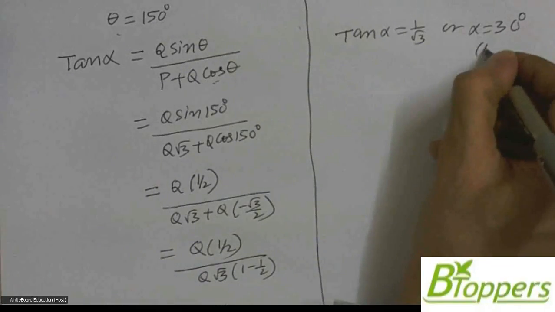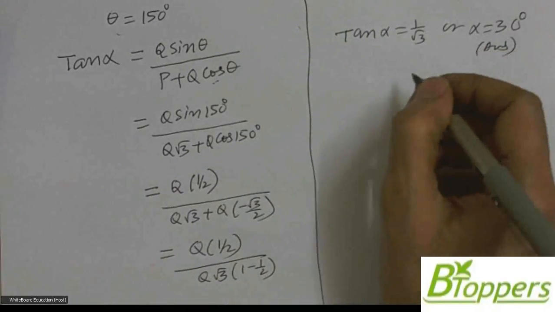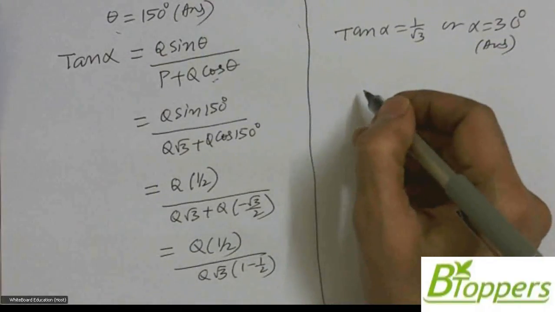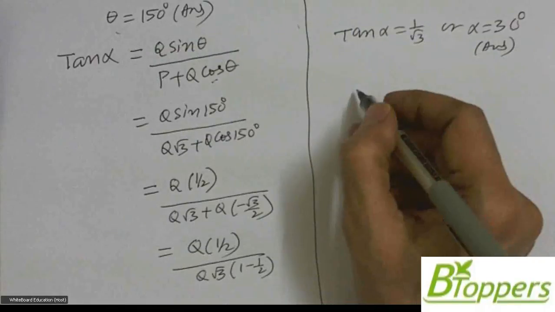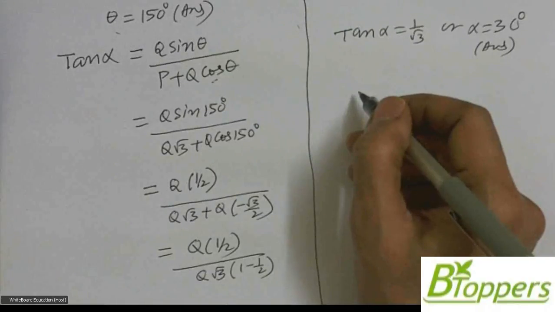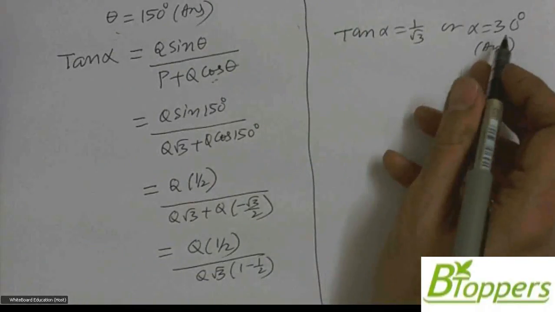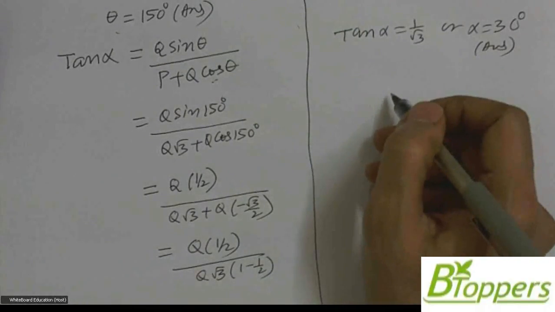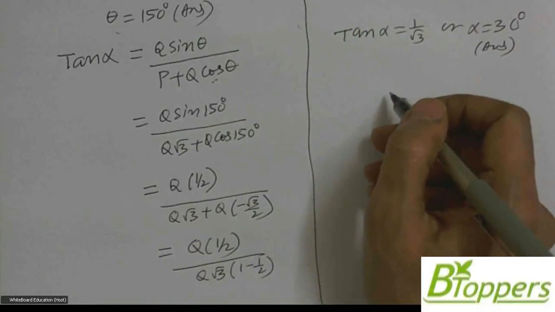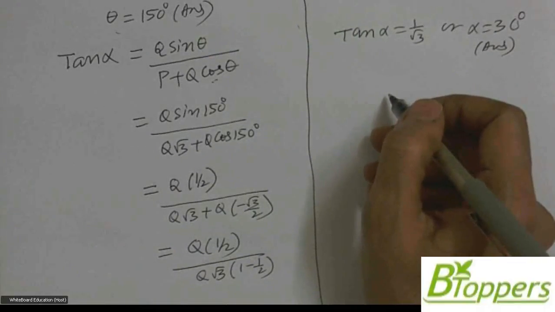So this is one of the answers. That means the angle between P bar and Q bar is 150 degrees. The angle made by the resultant of the two vectors P bar and Q bar with the first vector P bar, we got 30 degrees. Sometimes you may even be asked to find the angle made by the resultant with the second vector Q bar.